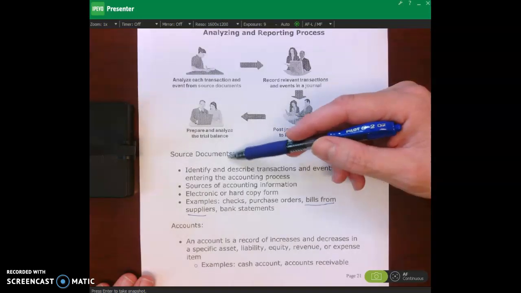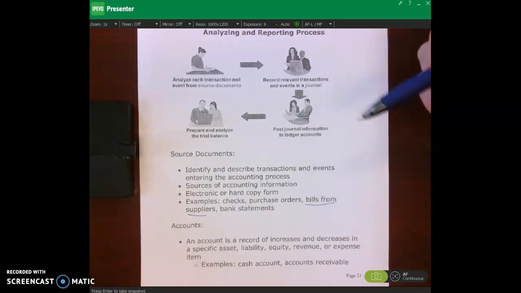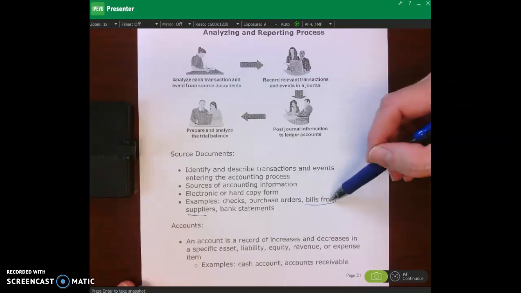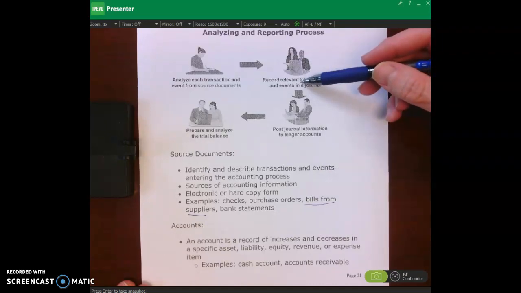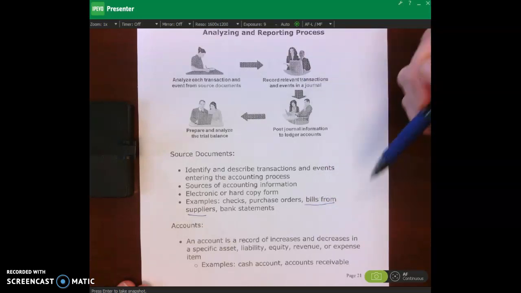So to think about a source document, to give you context, a bill from a supplier. Mary Washington orders supplies, and we get a bill, and then we have to pay that bill. Paying that bill is an event. And what triggers that event? When we receive the bill. That's when we decide, okay, we need to pay this now.